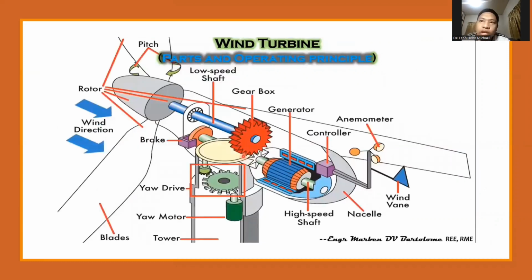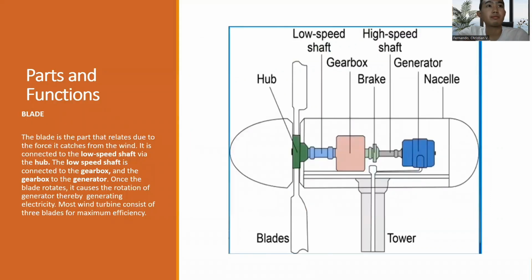Okay, next. Parts and function. Blade. The blade is the part that reacts to the force it catches from wind. It is connected to the low-speed shaft via the hub. The low-speed shaft is connected to the gearbox, and the gearbox to the generator. Once the blade rotates, it causes the rotation of the generator, thereby generating electricity. Most wind turbines consist of 3 blades for maximum efficiency.